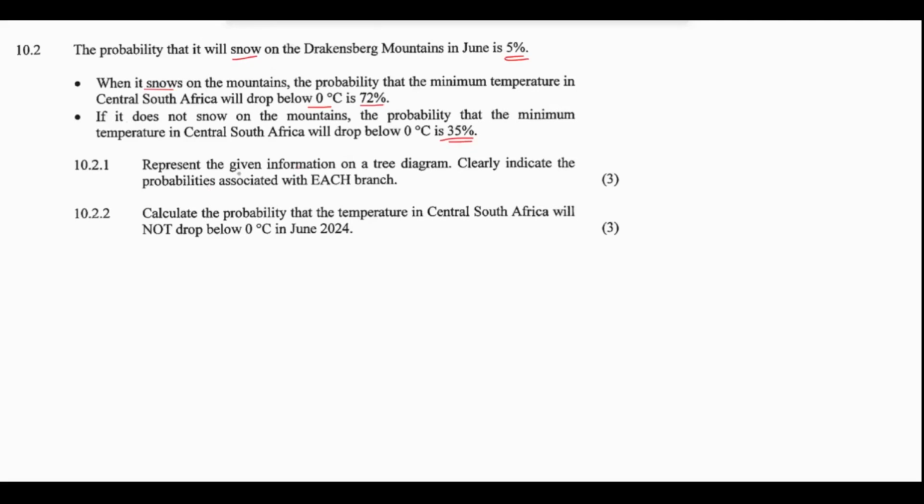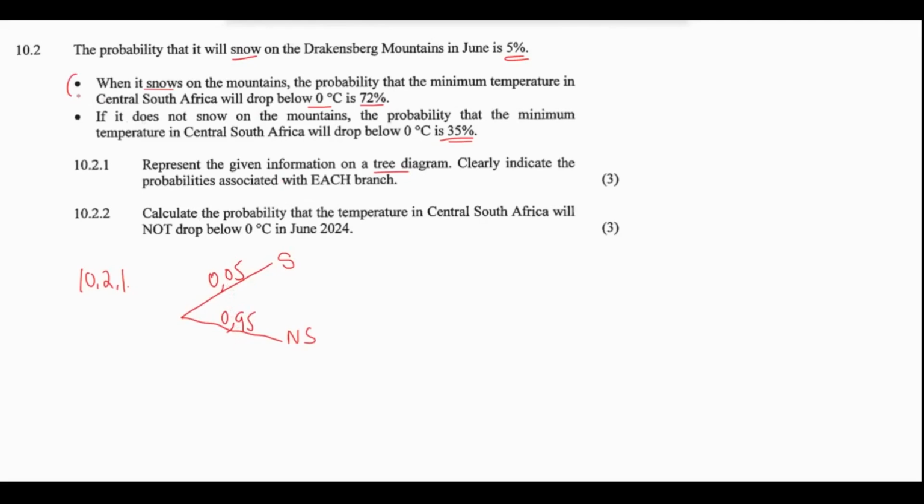So it says, represent the given information on a tree diagram. Clearly indicate the probabilities associated with each branch. So let's represent these events on a tree diagram. We have the snowing part, so it's either going to snow or not snow. Let's use S for snowing and NS for not snowing, right? The probability of snowing is 5%, so it's 0.05. So what will be the probability of not snowing? It's going to be 0.95. Remember, the probabilities on the branches must add up to 1, right?